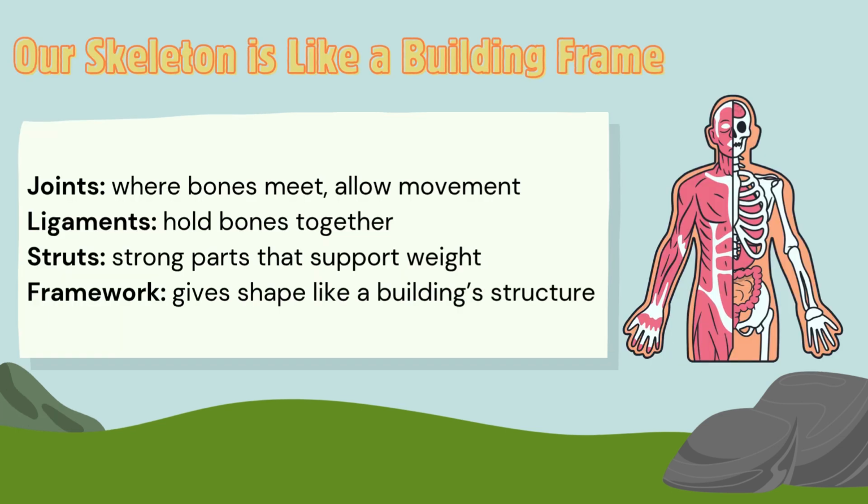Just like a building needs strong parts to stay up straight, our skeleton has special structures to keep us strong and allow us to move in different ways. We have different parts in our body like the joints, the ligaments, the struts and the framework. Because of all these components together, this is how our body functions, moves and stands up straight.